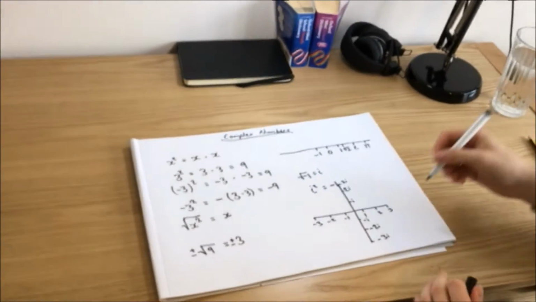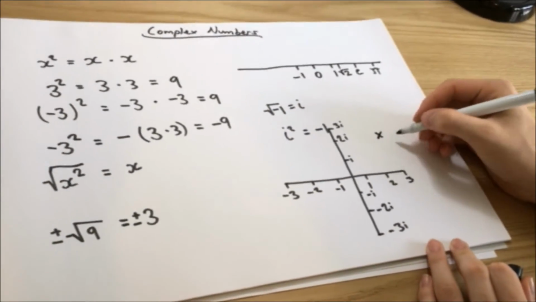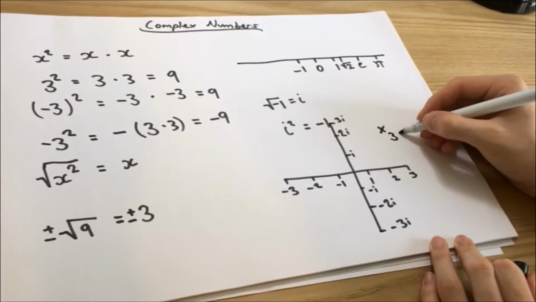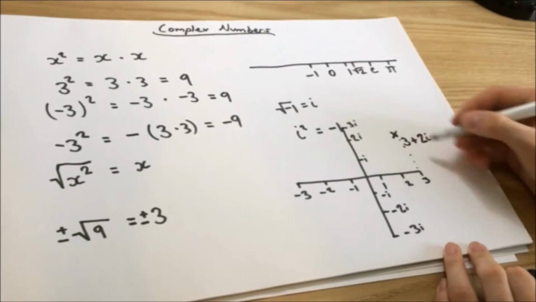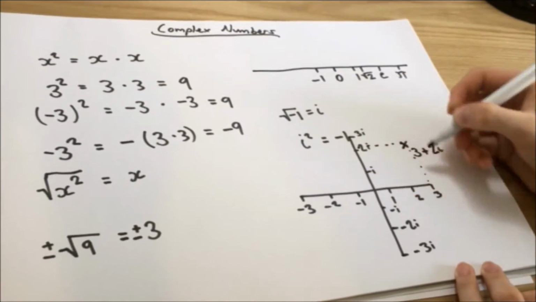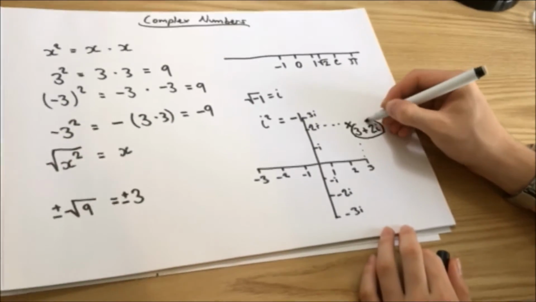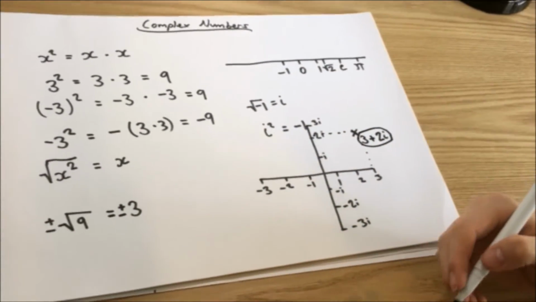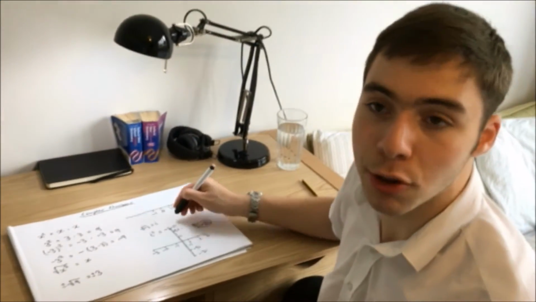For example, let's say we have a number at this point. This number here is 3 plus 2i. It is 3 on the real axis and 2i on what's known as the imaginary axis. And this number here, 3 plus 2i, is a complex number. It is the sum of an imaginary number, that is to say a multiple of i, and a real number. So any number that fits on this plane is a complex number.